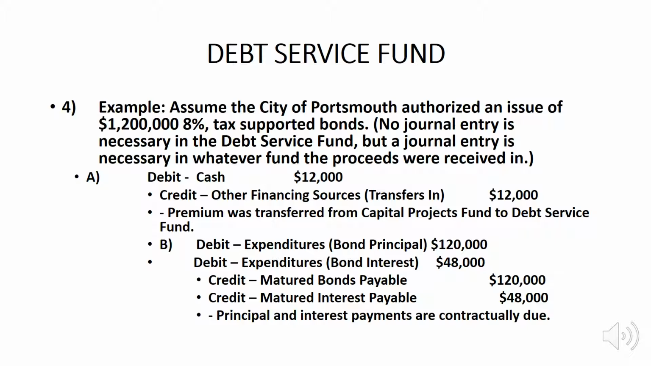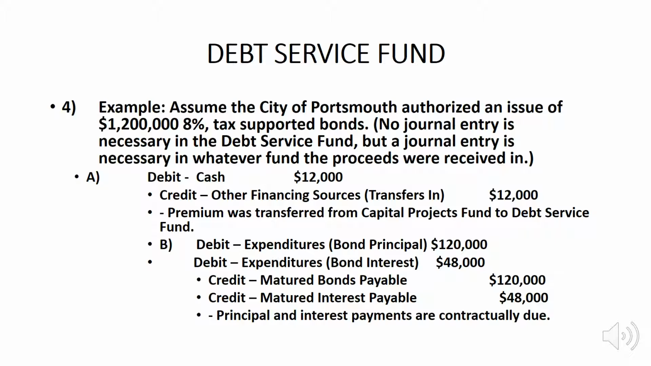Remember back then that we talked about how the premium was transferred out of the capital projects fund. And so that's what you see here in A, the first entry: you actually see the premium transferred into the debt service fund. So you see the $12,000 in cash, and you see other financing sources transferring it in.